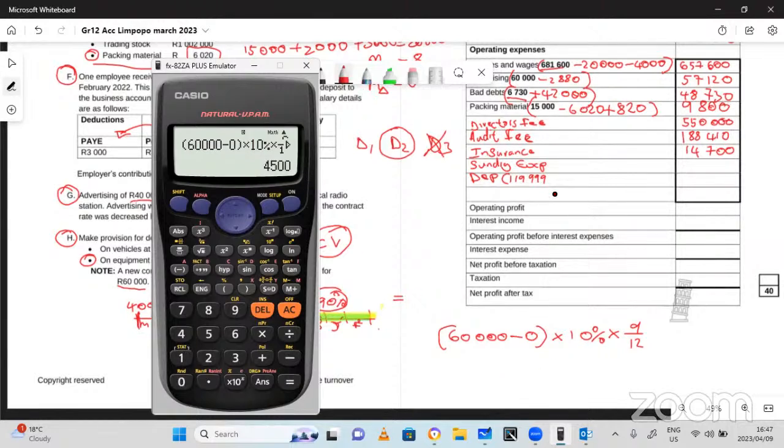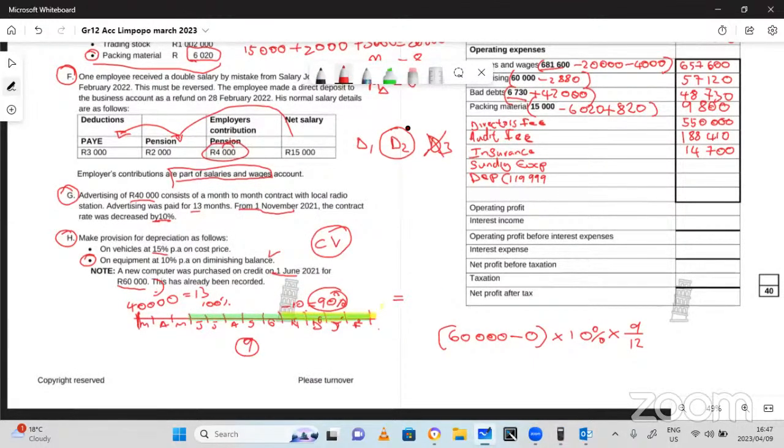So the 4,500 that I'm getting is the depreciation for the additional asset. So since it's the depreciation, it's one of the depreciation for equipment. So I will add it. So I will add the 4,500 rands on top of it. Okay. Then that means now I'm left to calculate depreciation for depreciation number 1.